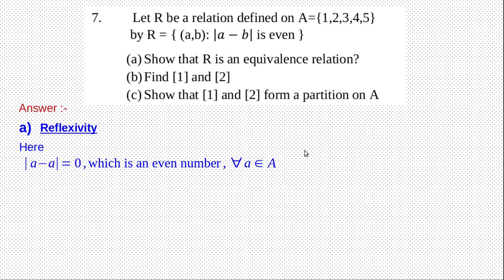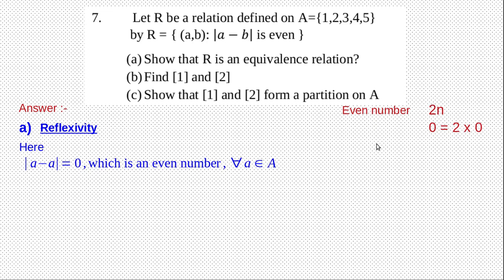Therefore, the relation is what? Reflexive. Some students may be confused about that. What is the reason behind 0 being an even number? The answer is that to be an even number, the number must be of the form 2n. We can write 0 as 2 into 0, that is of the form 2n, therefore 0 is an even number.